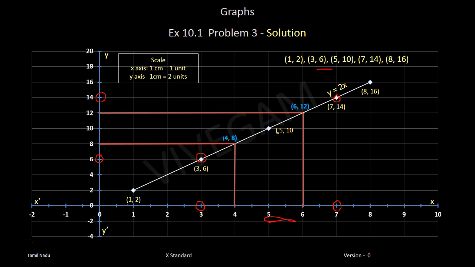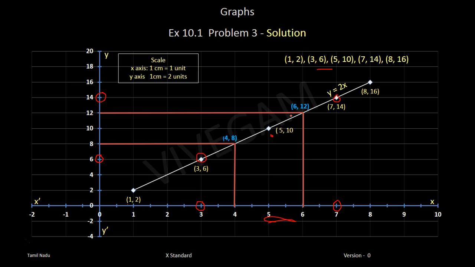But as I told you, if one point lies outside, then there is something wrong in that problem. If all other 4 points fall along a straight line, and one point lies outside, there is something wrong in your calculation. You'll have to quickly check it out. Okay, that's right.